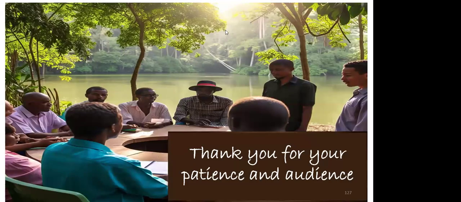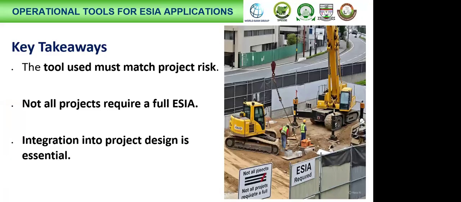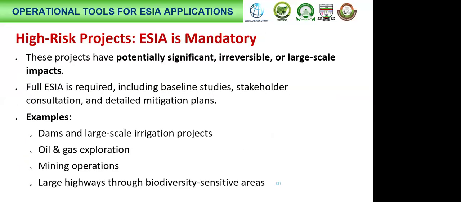Can you throw more light on the examples or the types of projects you can see and call a high risk, medium risk, or low risk? I think the lecture itself has shown us all that. If we go back, these are high risk projects: dams, large scale irrigation projects, oil and gas, mining, and large highways. The examples are all there in the lecture material.